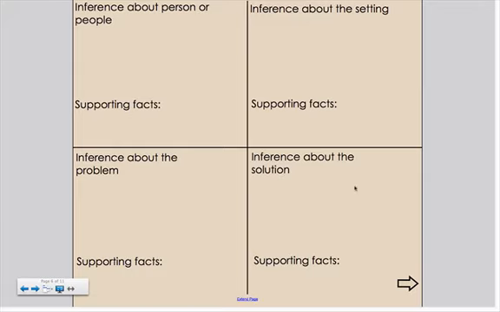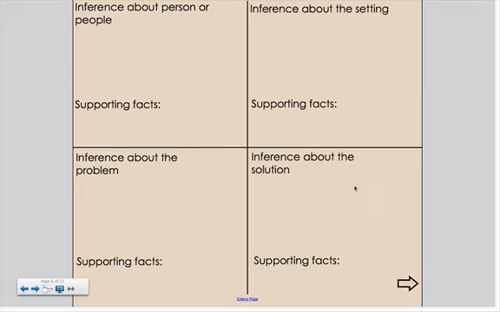Okay, now, if you have the notebook file, again, go over and actually, as a class, write what you have in regards to inference about a person or people, inference about the setting, inference about the problem, inference about the solution, and where you get the supporting facts from the article.